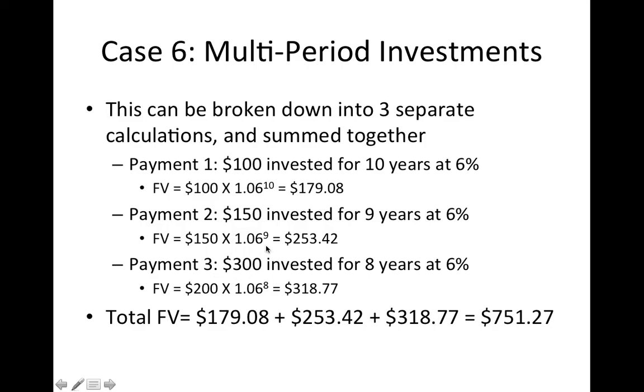And so it only grows for 9 years, but it now has a value of $253.42. Again, you can solve that for yourself. The third one, we're going to put in for 8 years at 6%. Sorry, I said that's 300. It's actually 200. My bad. And that's going to grow to $318.77. So for each payment, we've solved for the future value. If we add all of those up, then we would expect at the end of the 10 years to have $751.27 in that investment account.